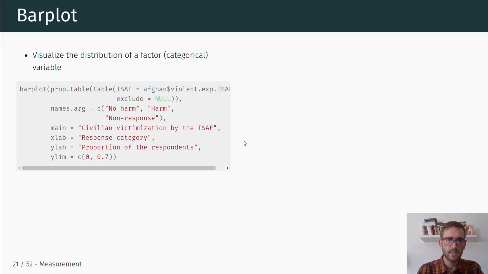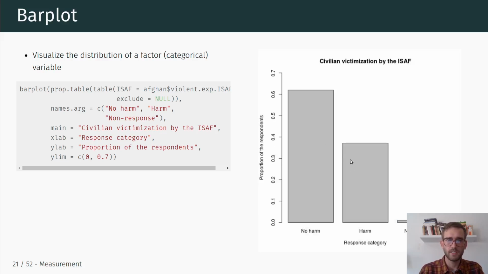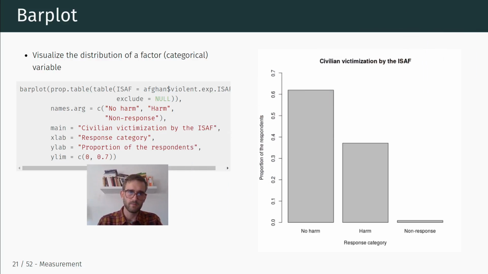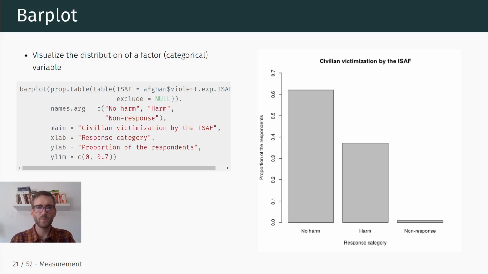Okay. And if we execute this, the output will look like this. And what we see, of course, is the proportion for each response category, where about 60% of respondents did not experience harm by the ISAF. A little bit less than 40% did so, and we have about 2% who refused to give an answer to this question. Okay.